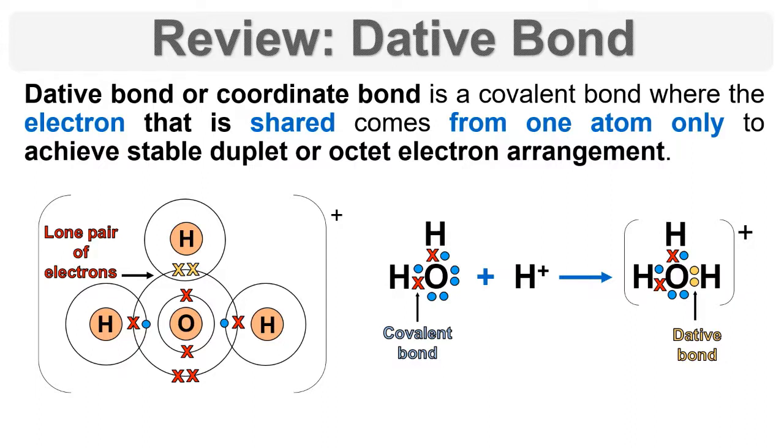Dative bond or coordinate bond is a covalent bond where the electron that is shared comes from one atom only to achieve a stable duplet or octet electron arrangement. Dative bond is formed in hydroxonium ion H3O+, where oxygen atom of the water molecule contributes one lone pair of electrons to be shared with the hydrogen ion H+.